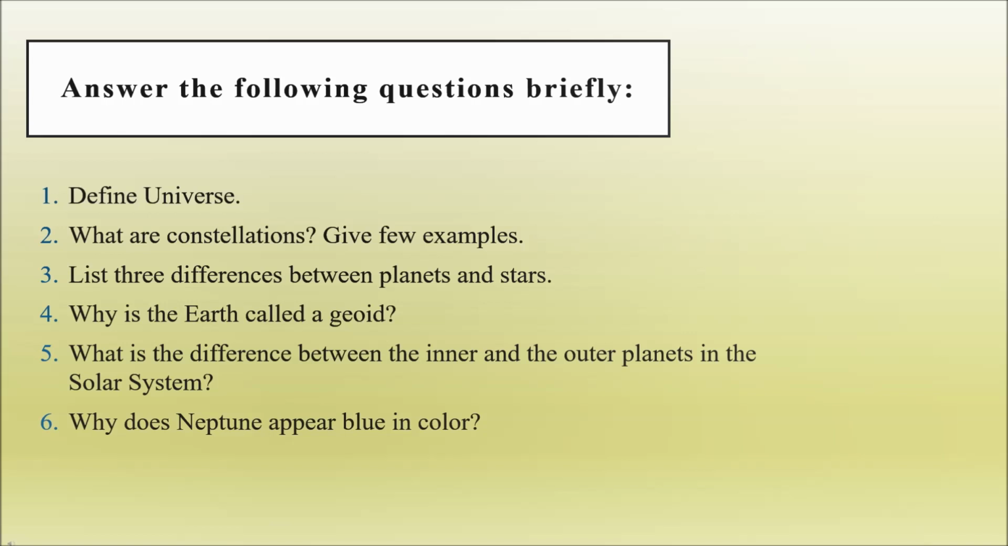Second one, what are constellations? Give few examples. A group of stars forming different shapes are called constellation. For example, the Ursa Major, the Ursa Minor, etc.